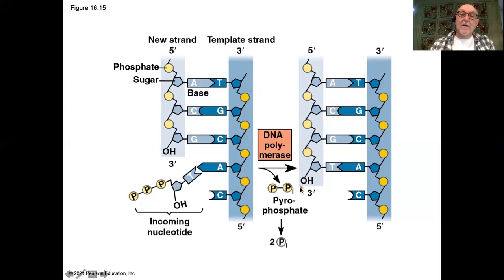And here, notice we have another free hydroxyl group ready for the next nucleotide to come in. The base is matching here. So the next one is going to be carrying guanine, and it will come in as a guanine triphosphate. 2 phosphates will be severed, and the energy will be harvested to form a new phosphodiester bond here.